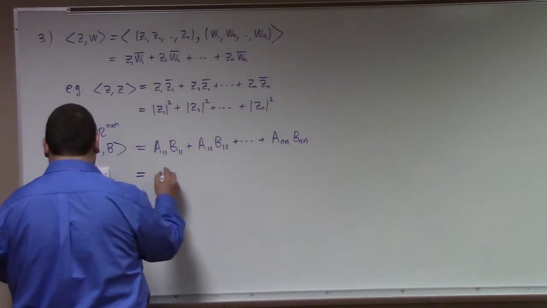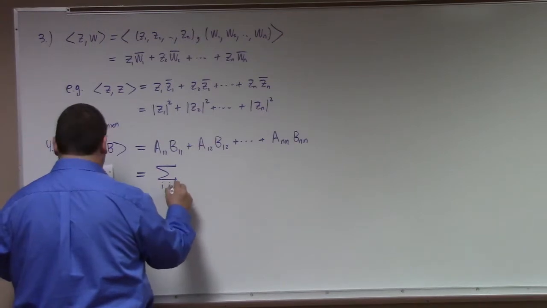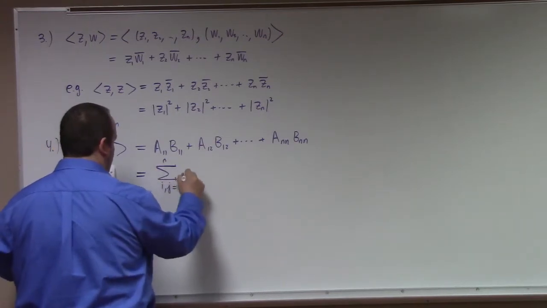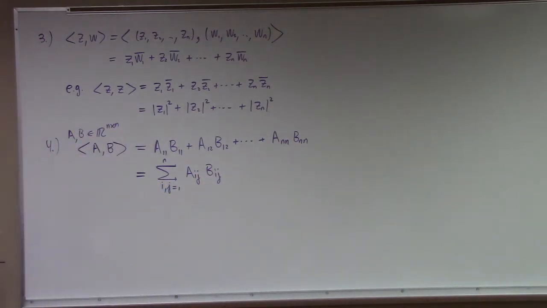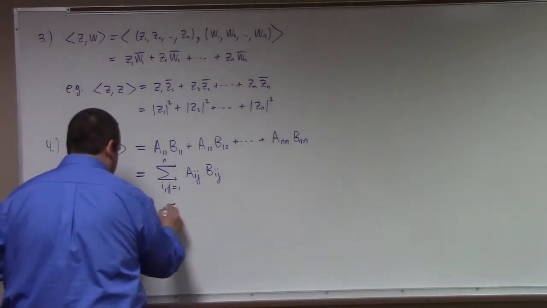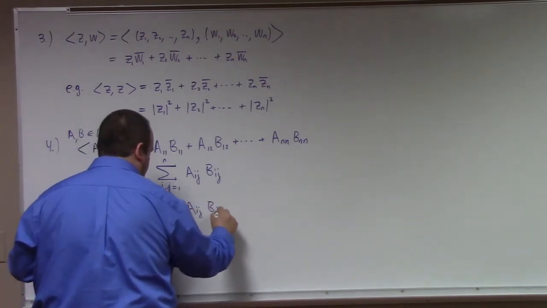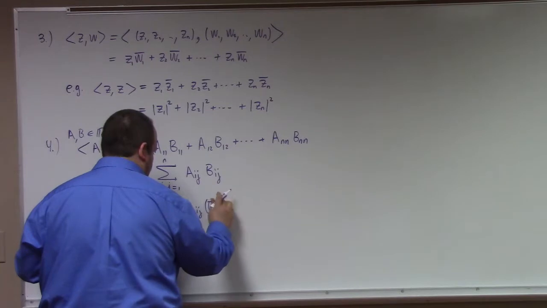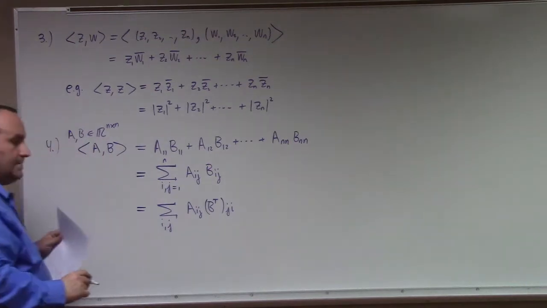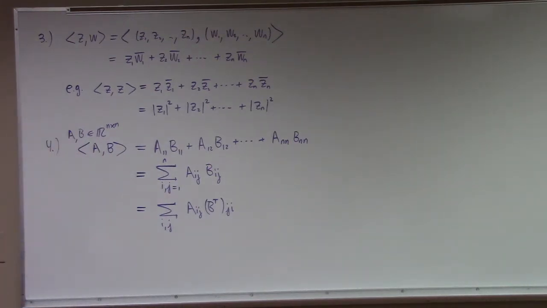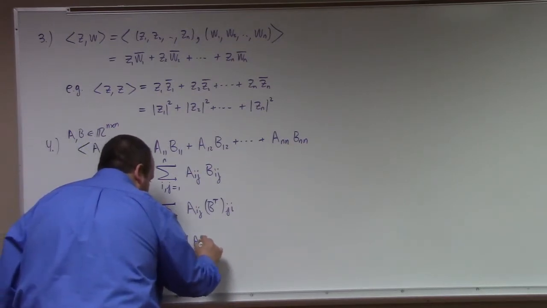Now, the neat thing here is there's a really slick way to rewrite this. This is actually the sum over i and j, from 1 to n, of aij bij, right? Which, of course, we could rewrite as the sum over i and j of aij times B transpose ji, right? But what's that? That's nothing more than the trace of A B transpose.